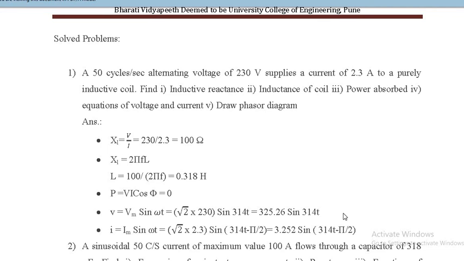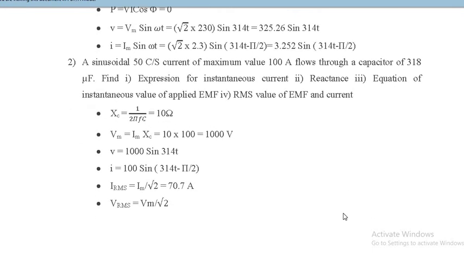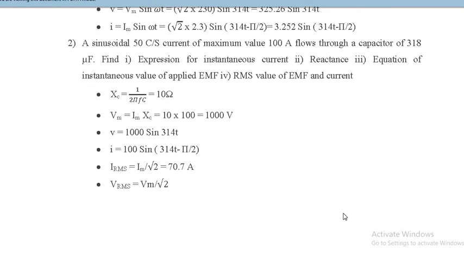Now the second question. A sinusoidal 50 cycles per second current of maximum value 100 amperes flows through a capacitor of 318 microfarad. Find the expression for instantaneous current, reactance, equation of instantaneous value of applied EMF, and RMS value of EMF and current. Mind well, over here it is a pure capacitor because there is no resistance mentioned. So XC will be equal to V by I. Is it clear to you? Here the value of the current is given in maximum value terms, so RMS value will be maximum value upon root 2.